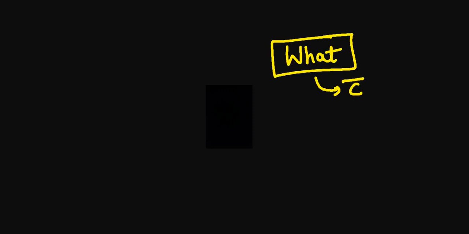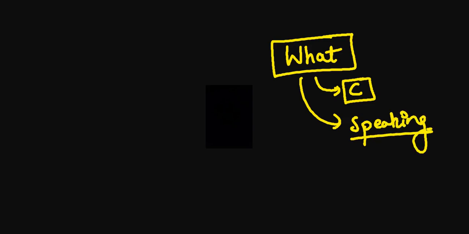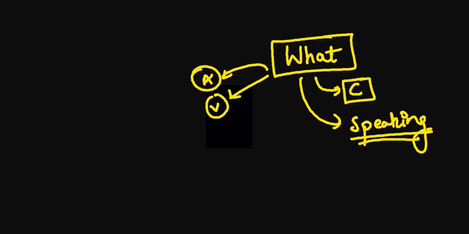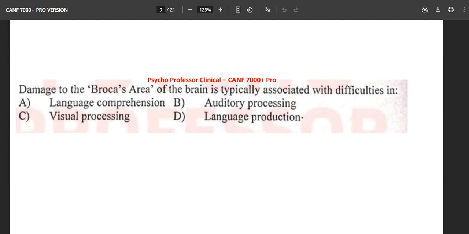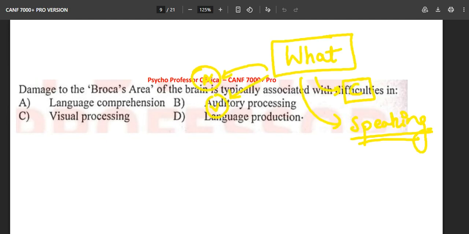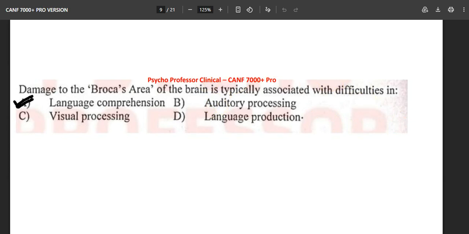Is it about language comprehension, or is it about language speaking or production? Is it about that, or is it about some visual or auditory information? What do you think? Option A, B, C, D, what is the correct answer for this particular question? If you are marking option A, you are absolutely wrong. If you are marking option C, you are wrong. If you are marking option B, you are still wrong, because the only correct option present over here is option D, that is language production.